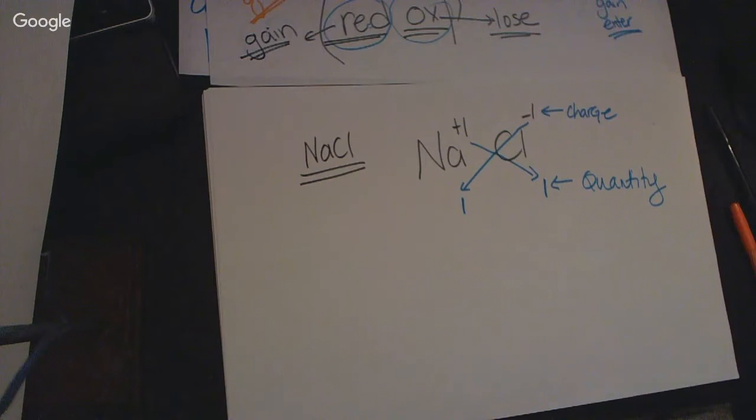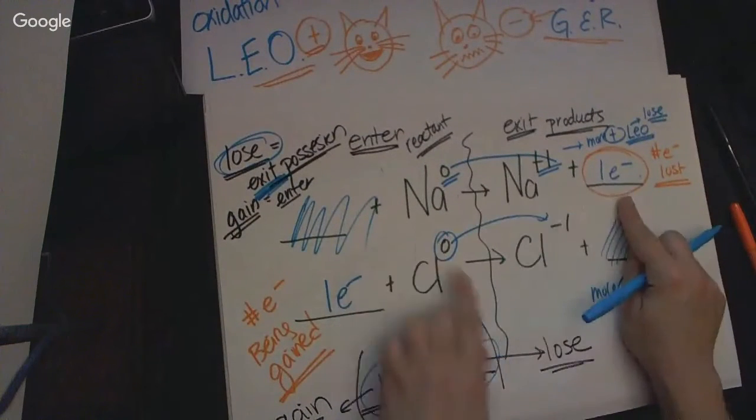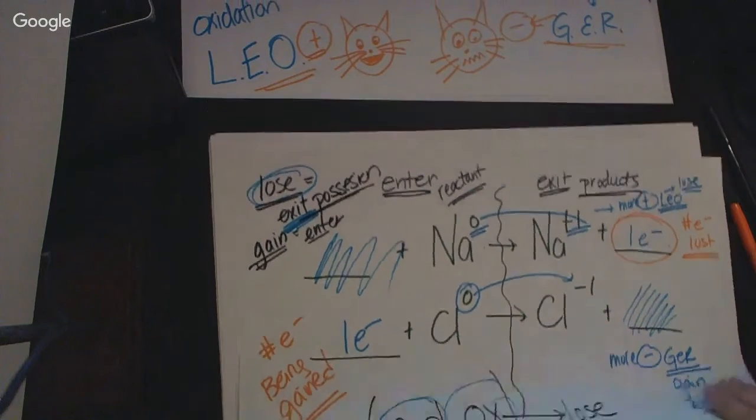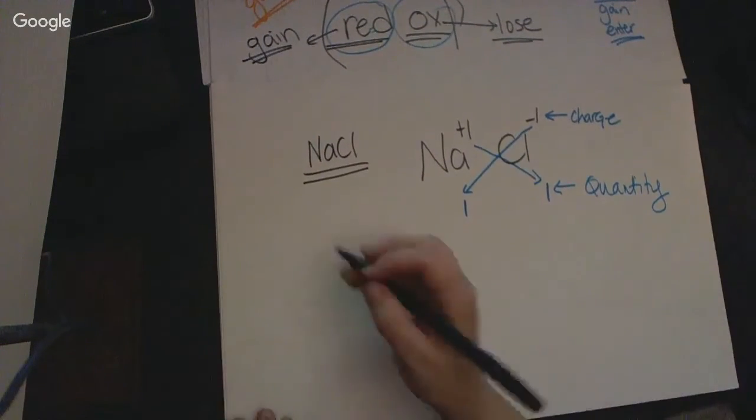Now, this happens to be a match made in chemistry heaven because the number of electrons that sodium lost was equal to the number of electrons that chlorine had gained. Let's do something a little bit more real life.